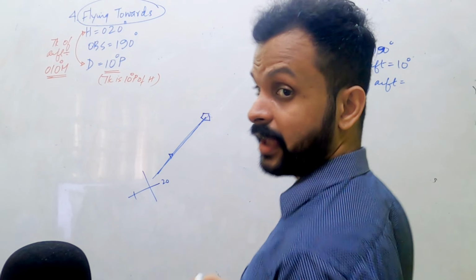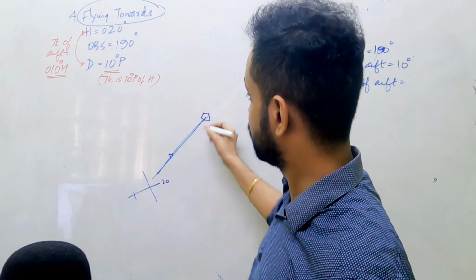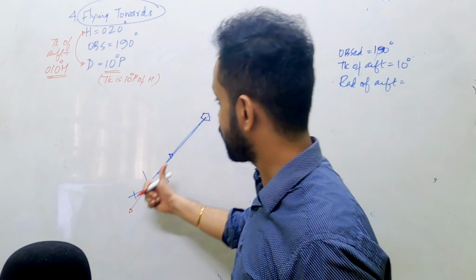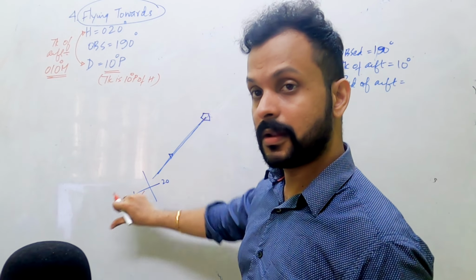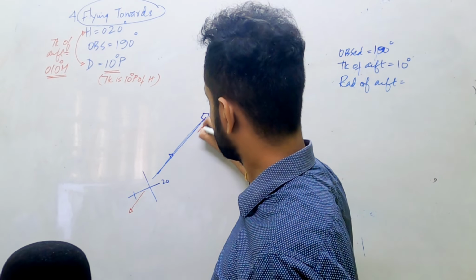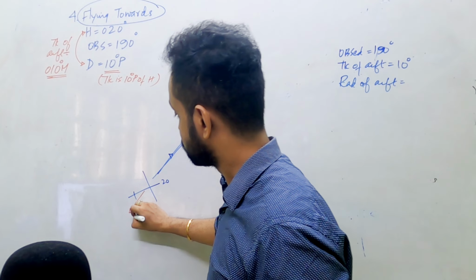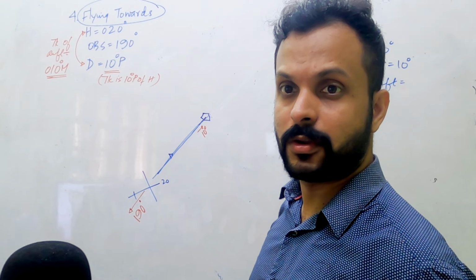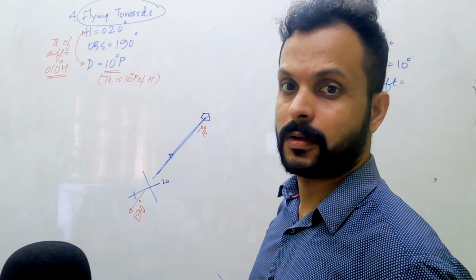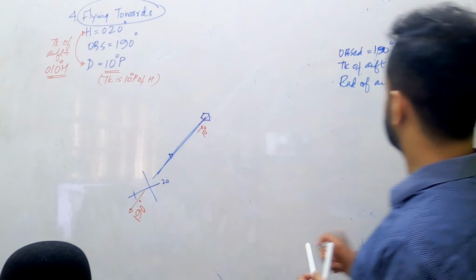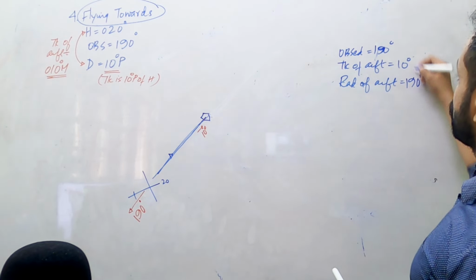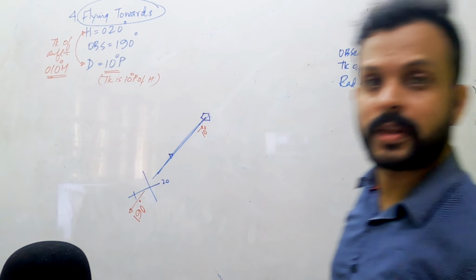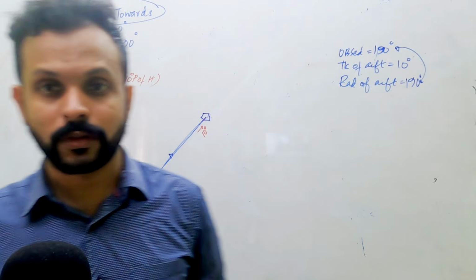What is the radial of the aircraft? On what radial is the aircraft? Remember, radial is actually the magnetic track from the VOR towards the aircraft. So if this is a track of 10 degrees, what is the radial? 190. Yes, Apeksha, what is the radial? It's 190, correct? Your radial of the aircraft is 190. What is the OBS radial? The OBS radial is also 190, which means you are exactly on the required radial.